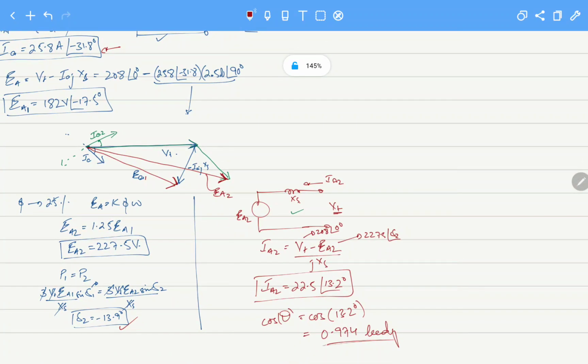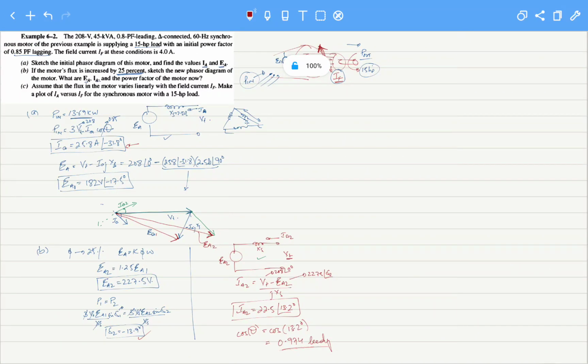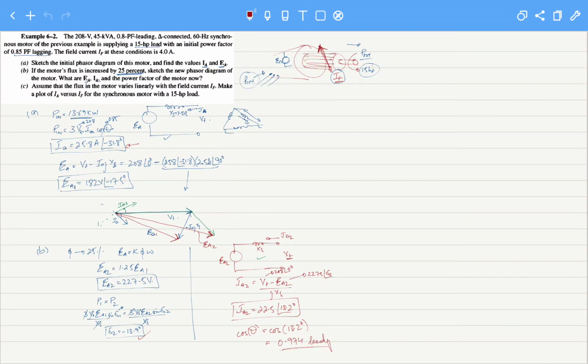So I hope it helps. I think it is clear now what the effects of changing the excitation are and what the effects of changing the load on the motor can be. Thank you.